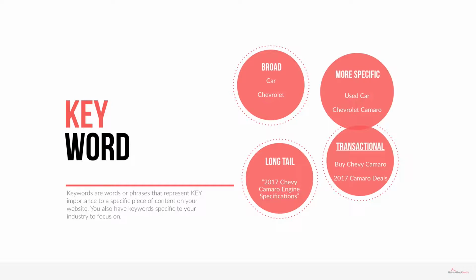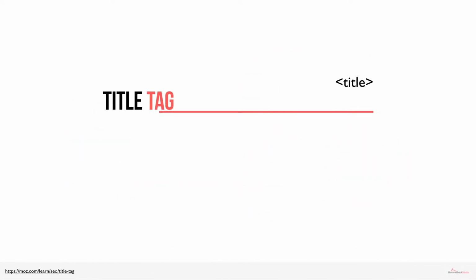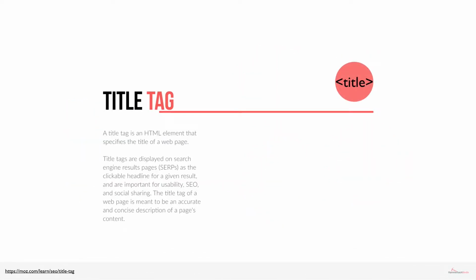Now that we have a better understanding of keywords, let's move on to those 4 actionable things that we talked about. So the title tag. A title tag is an HTML element that specifies the title of a web page. Title tags are displayed on search engine result pages, I'll call them SERPs from now on, as the clickable headline for a given result. So that's the blue text that's in a Google search result, the title tag.